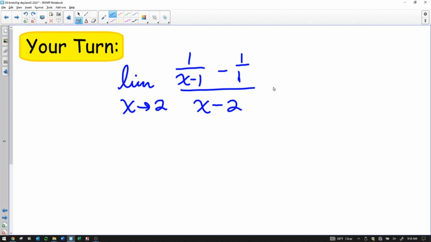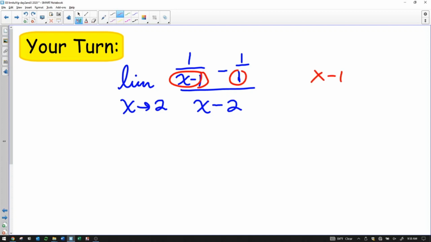Okay, guys, let's get started here. This is going to be first you plug in. And so do you see you get 0 over 0? Okay. Gotta do something else. I notice I have a fraction and a fraction. So I'm going to get a common denominator right here, and between these two factors, I multiply them together.